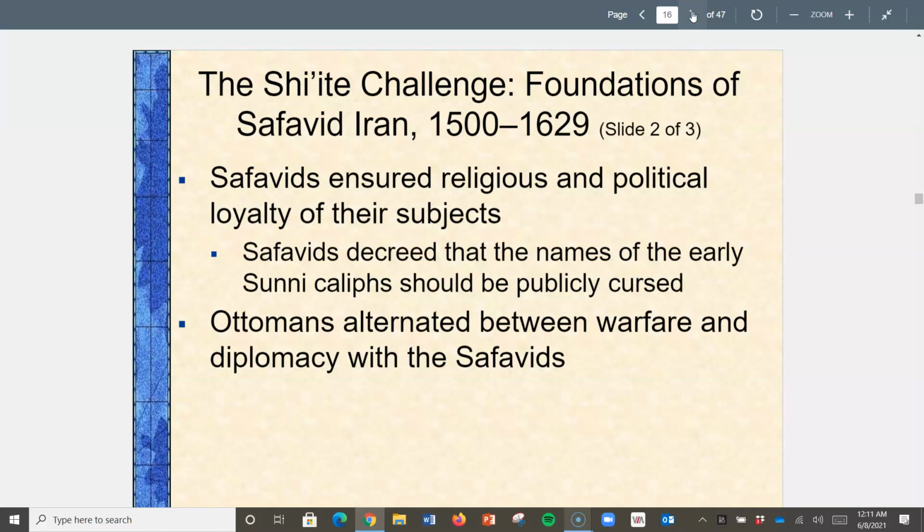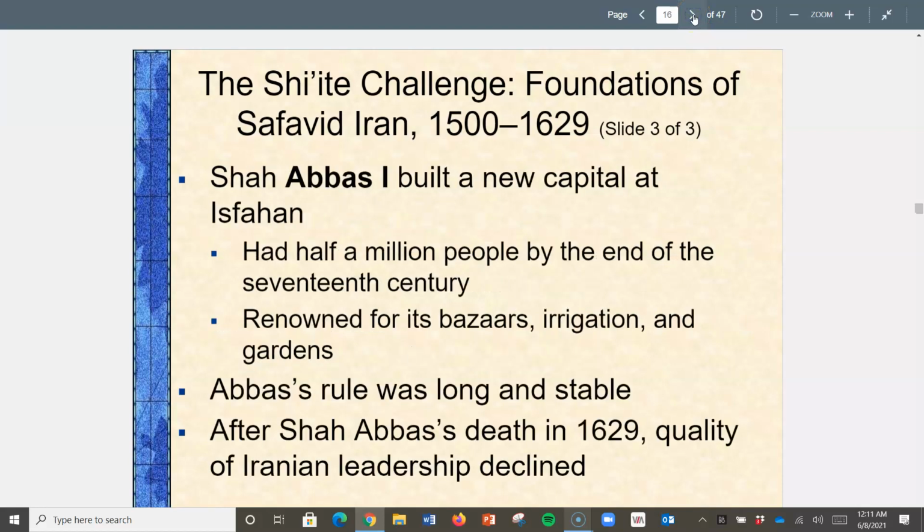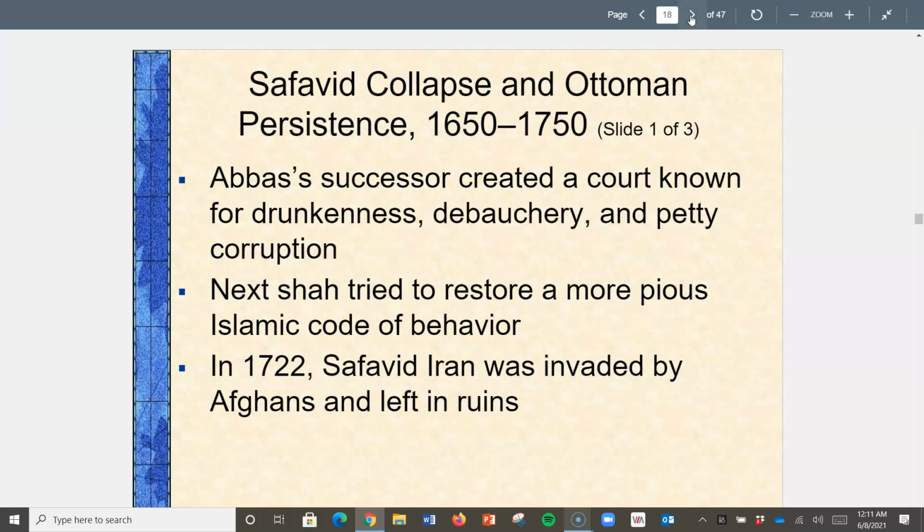The Ottomans and the Safavids never got along with one another, and as a result, there is usually some form of disagreement between these two groups, and they seem to always kind of be at war with one another. The height of the Safavid Empire comes under Abbas the First. Okay, it's when Isfahan really becomes the major capital, and it was really the high point of Safavid Iran. But after his death in 1629, the last Safavid rulers were pretty awful, and as a result, Safavid Iran will decline after 1629.